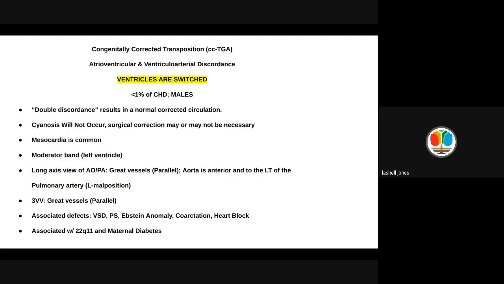You may have mesocardia with this one. The moderator band will be on the left side, but that's because the ventricles are switched. The long axis view of your aorta and pulmonary artery is going to show parallel vessels. Your aorta is going to be anterior and to the left of the pulmonary artery, and that's where the L malposition came from, where it used to be called L transposition. Now the associated defects are AVSD, pulmonary stenosis, Ebstein anomaly, coarctation, heart block, and again, associated with microdeletion and maternal diabetes.